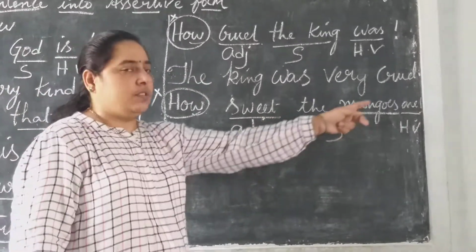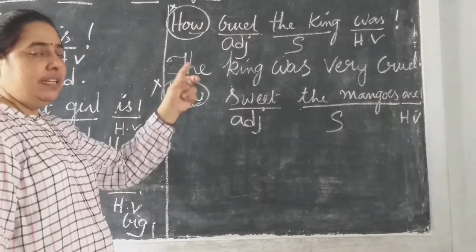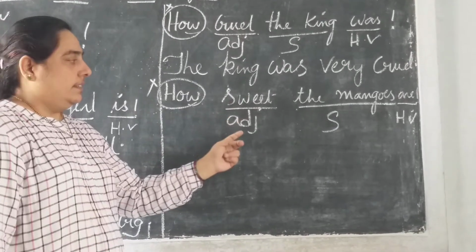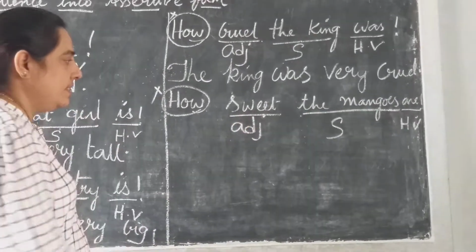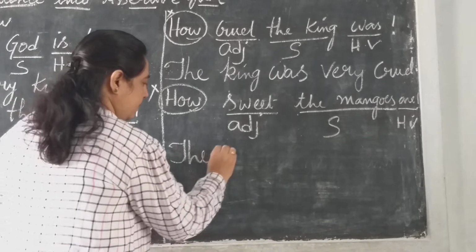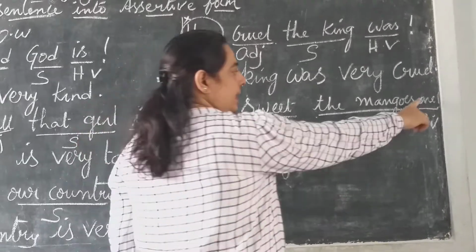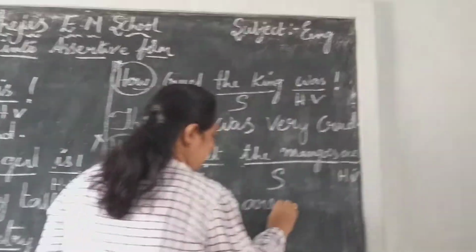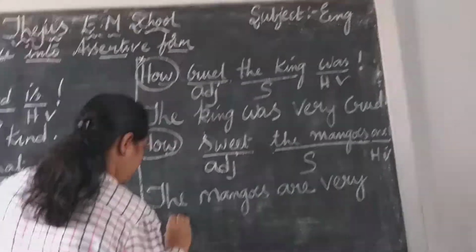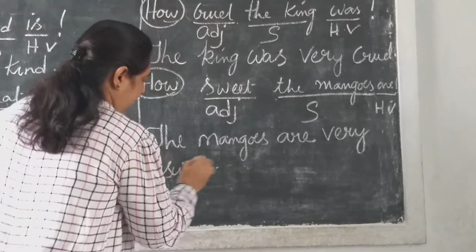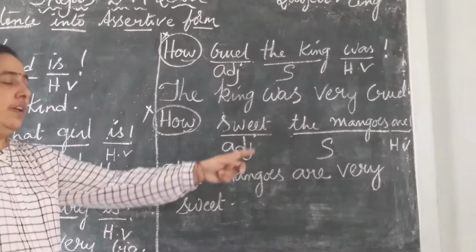How sweet the mangoes are. How sweet the mangoes are. How, we will delete. Sweet, adjective. The mangoes, subject. Are, helping verb. So we have to start the sentence with the mangoes. The mangoes, helping verb, are. The mangoes are very sweet. Start with capital letter, end with full stop. Okay children, the mangoes are very sweet.